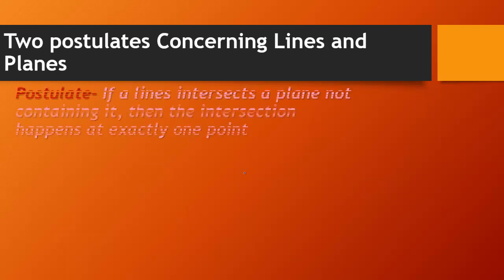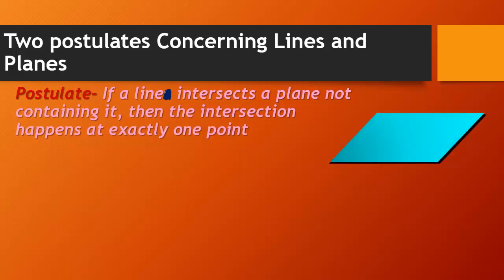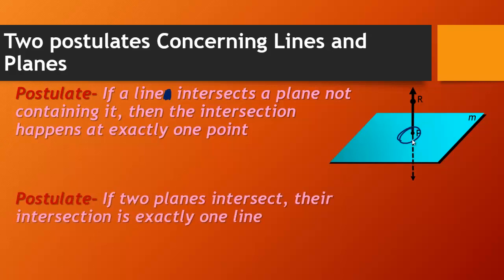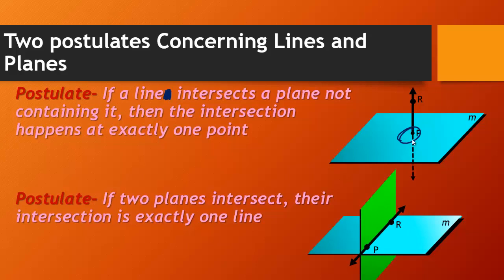Now, two postulates concerning lines and planes. If a line intersects a plane not containing it, then the intersection happens exactly at one point. So if we have line RP and plane M, P is the point where they intersect. However, if you have two planes intersecting, then their intersection is a line. Because remember, planes extend in either direction forever, so where they intersect would be a line.